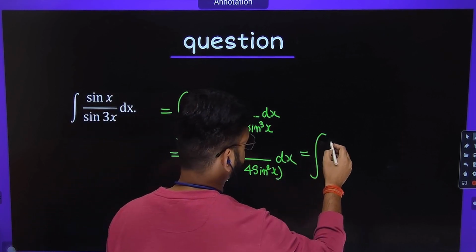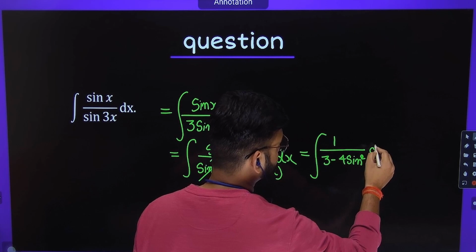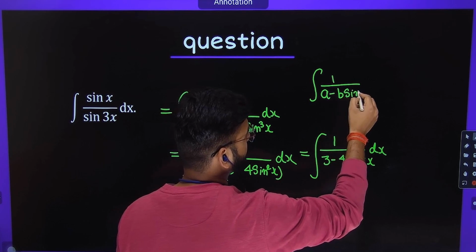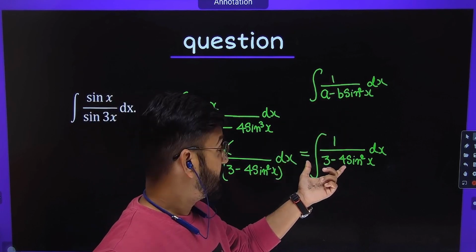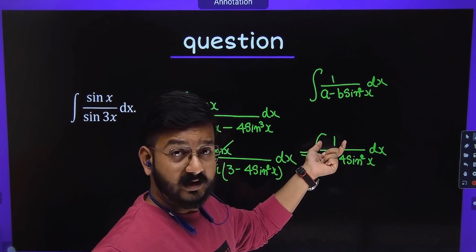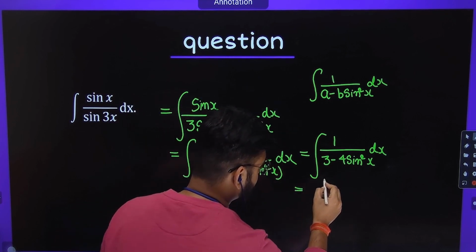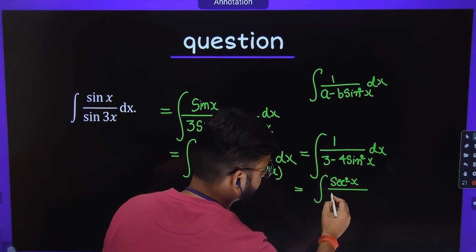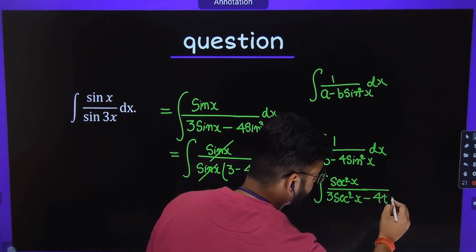When you see it now carefully, it is basically 1 divided by 3 minus 4 sine square x, which is of the form 1 divided by a minus b sine square x dx. So this is basically a standard form only. So what should I do? Convert everything in terms of secant square x or tan square x. So for that, we will divide the numerator by cos square x and the denominator also by cos square x. So when you divide by cos square x, this becomes secant square x divided by 3 secant square x, and this is basically 4 times tan square x.